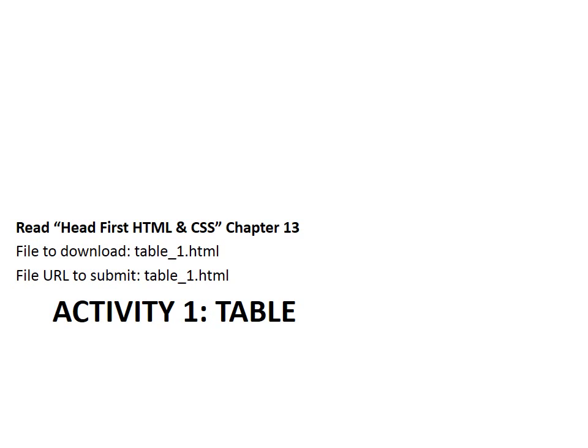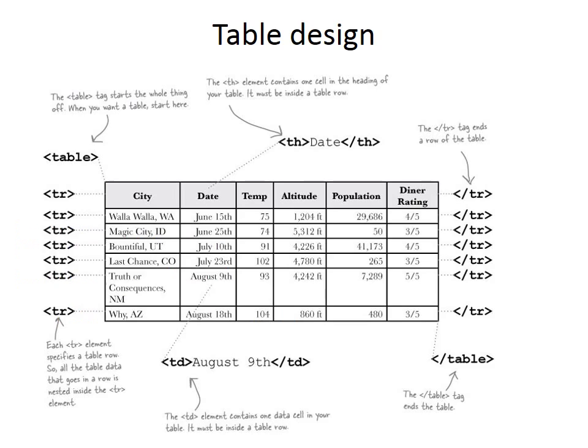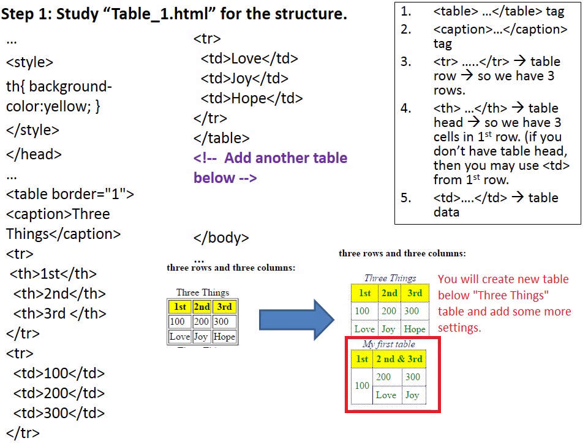In this activity, you will create a table and manage it. This is the overall table design. TR stands for table row, TH stands for table header, TD stands for table data. The table tag starts the table. The caption tag is used for a caption at the top of the table. TH is the table head cell for each column in the first row.